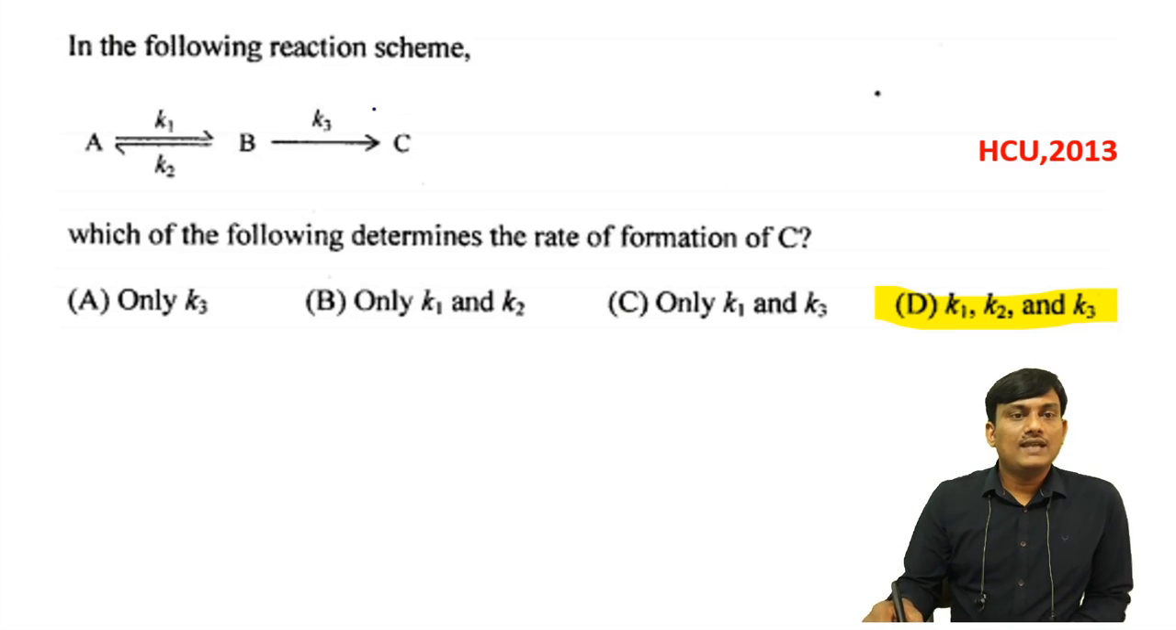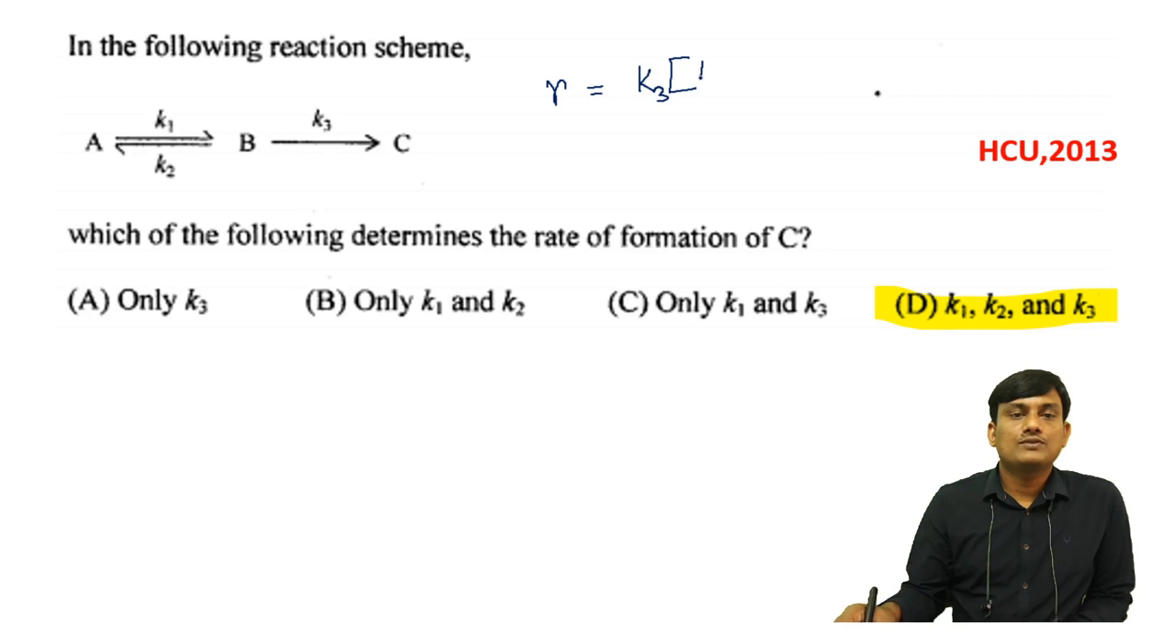In the following reaction scheme, A gives rise to B, B gives rise to C. Which of the following determines the rate of formation of C? Here there is an equilibrium between A and B. What is the rate of formation of C? Rate of formation of C is equal to K3 into concentration of B.